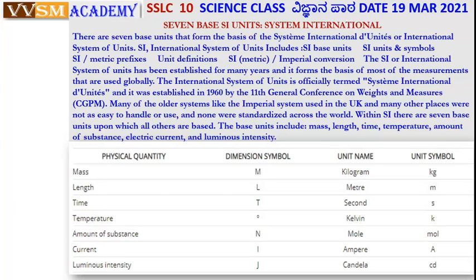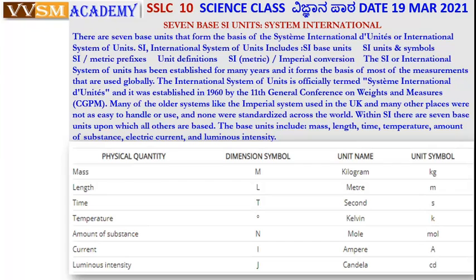Many of the older systems like the Imperial system used in the United Kingdom and many other places were not as easy to handle or use, and none were standardized across the world. Within the System International there are 7 base units upon which all others are based. The base units include mass, length, time, temperature, amount of substance, electric current, and luminous intensity.